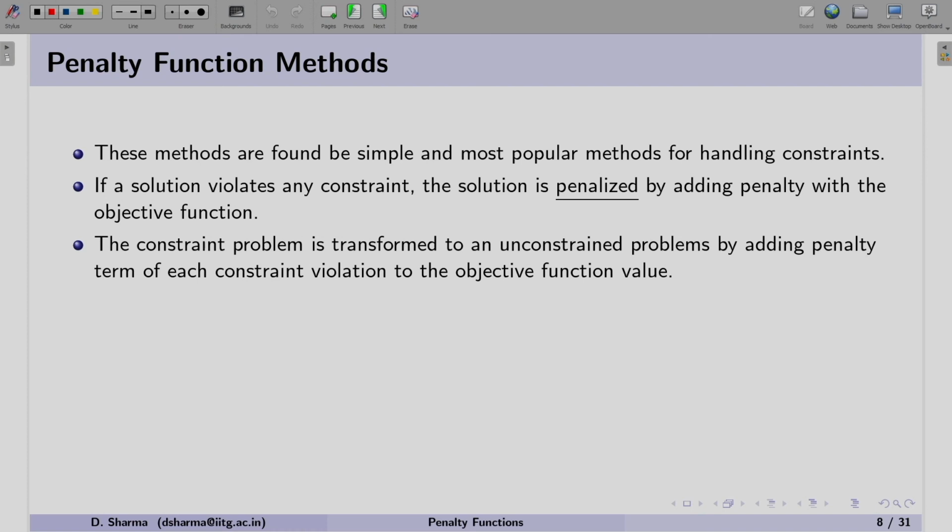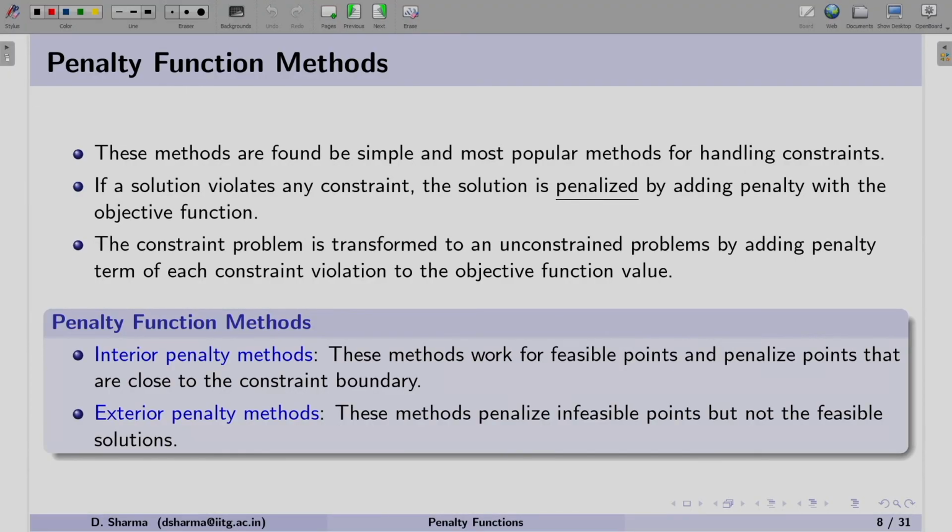Now here, when we use the penalty function method, all these methods convert the constrained optimization problem into an unconstrained optimization problem by adding a penalty term for each constraint violation to the objective function. And that is the whole purpose: instead of solving the problem as a constrained optimization problem, let us solve it as an unconstrained problem, because unconstrained problems can be handled relatively easily with the techniques which we have gone through now.